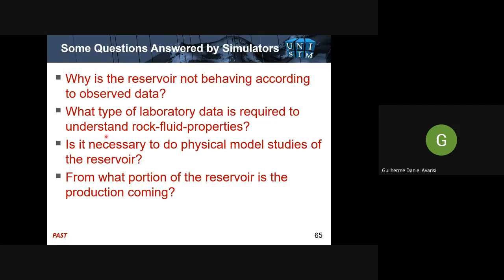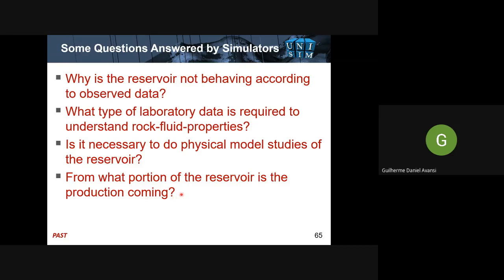Another question that simulators can answer is whether it is necessary to do a physical model study of the reservoir, because traditionally oil companies did not use reservoir simulation models a long time ago, because we didn't have these high performance computers. So sometimes it was impossible to simulate this physical model study, right? And also the last question that simulators can answer is from what portion of the reservoir the production is coming.